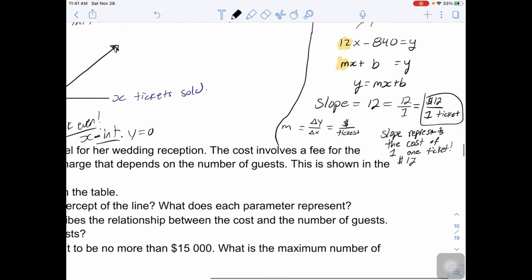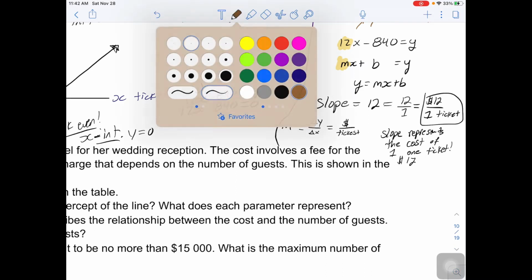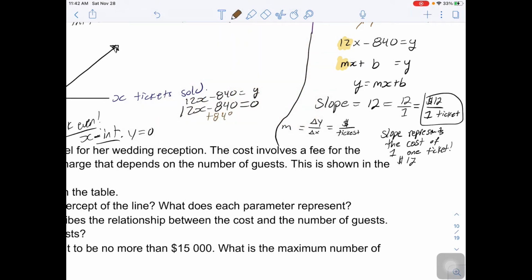So now we have this nifty equation here, and we want to know what x is when y is 0. So we're going to take 12x minus 840, and we're going to make that thing equal 0 because we've replaced y with 0, and we're going to solve for x. So what number of tickets makes y 0? So what I'm going to do is add 840 to both sides.